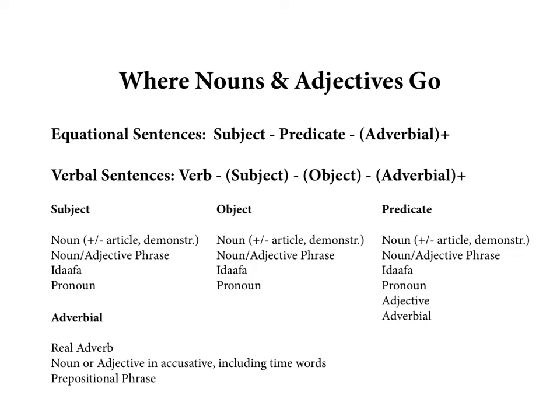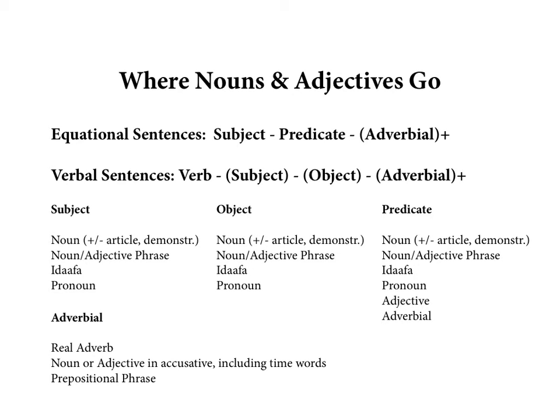The predicate has a few more extra possibilities, because besides the things we've already seen, it can be a noun-adjective phrase, an idafa, or possibly a pronoun. But a predicate could also be an adjective, just a plain adjective. And so you can say in an equational sentence, the professor is nice. The professor is Lebanese. Or you can say with an idafa, the professor is the president of his association. Something like that. And you can actually have an adverb or an adverbial.